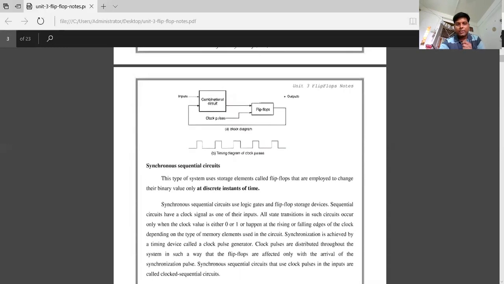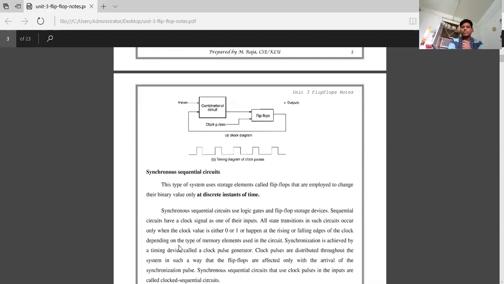This is the basic circuit diagram: the combinational circuit, the input section, the flip-flop, and the previous outputs fed back to the combinational circuit, and this is the clock pulse, and the output is there. A synchronous circuit uses a storage element called a flip-flop, which changes its binary value at discrete instants of time. It means that the output changes only at individual particular times, in discrete times.